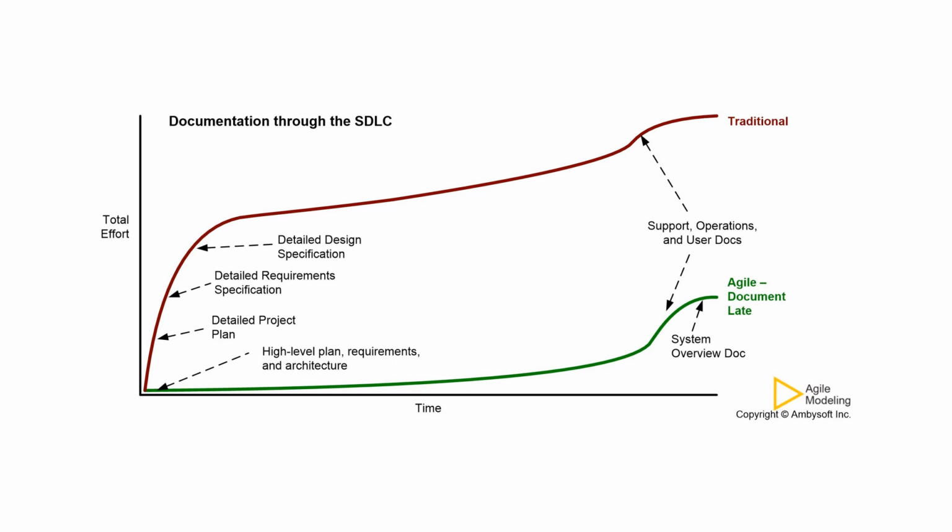The agile strategy at many places is to defer the creation of documents as late as possible, creating them just before you need them via a practice called document late. Because by the end of the development cycle you know exactly what you have built, you will write an accurate system overview in one go. Similarly, the majority of the user and support documentation is also best written towards the end of the life cycle.